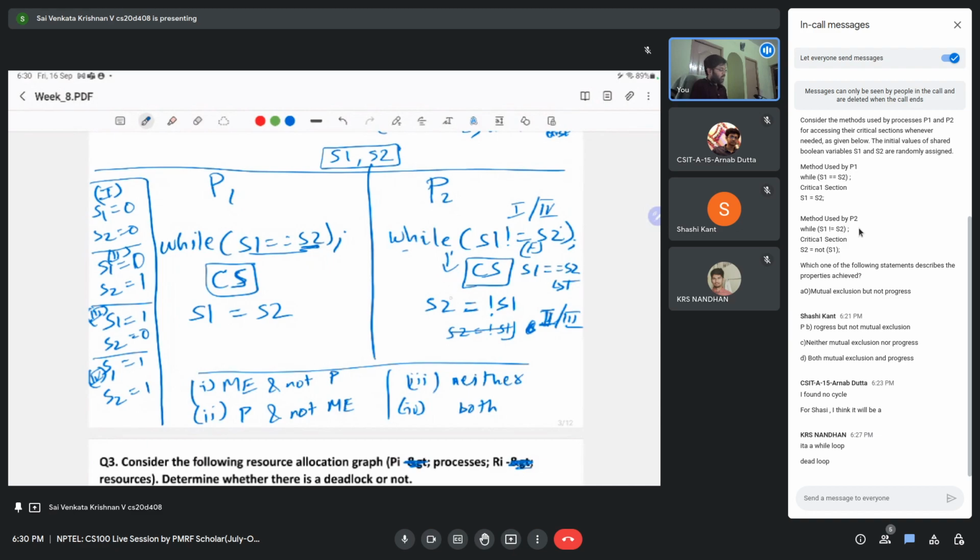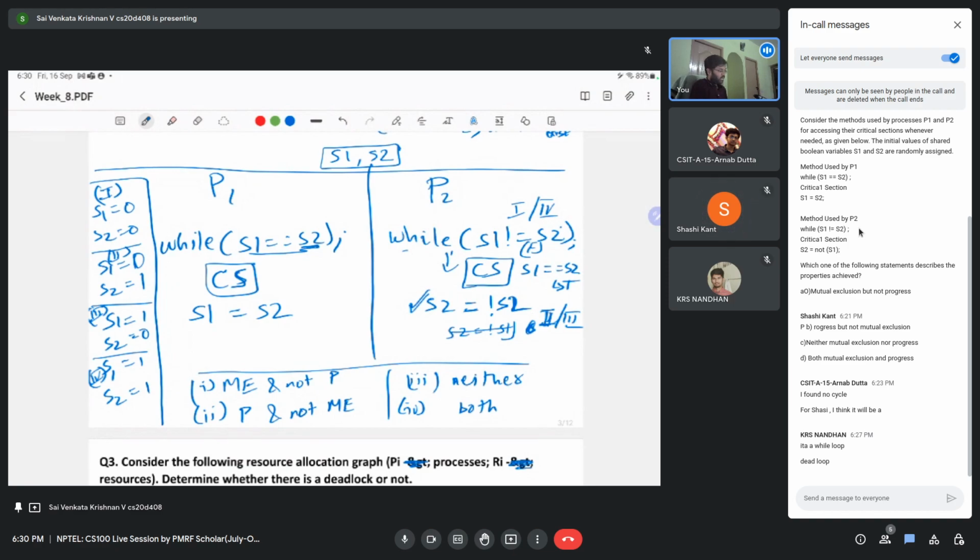And once it exits the critical section, this statement is executed, which is S2 equal to not of S1. So whatever value is in S1 gets negated. Since S1 and S2 both are having the same value, we can just for simplicity have it like this also. So it becomes case 2 or 3 finally. S1 and S2 get the opposite values finally.